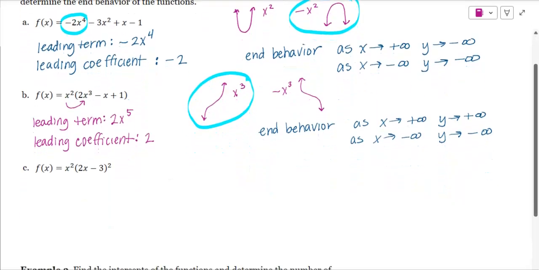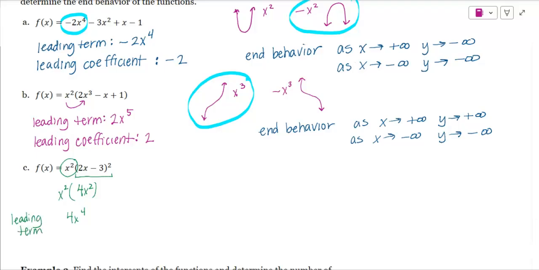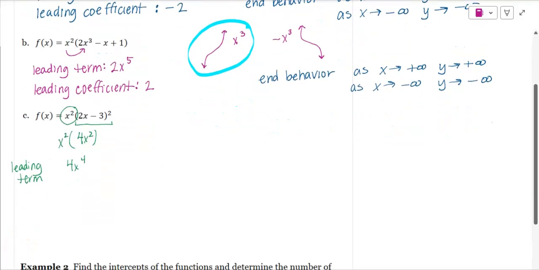One more example. This also is set up in factored form, and we have to think about what would happen if we were to multiply this out. So let's look at this part first. If I were to multiply this part out, I would get as the leading term, this guy would be squared here. And so that would be a 4x squared. And then if I multiplied it by this, I would end up with 4x to the fourth power for my leading term. Just kind of thinking through what would happen if I were to multiply all of that stuff together. And then it looks like our leading coefficient is 4.